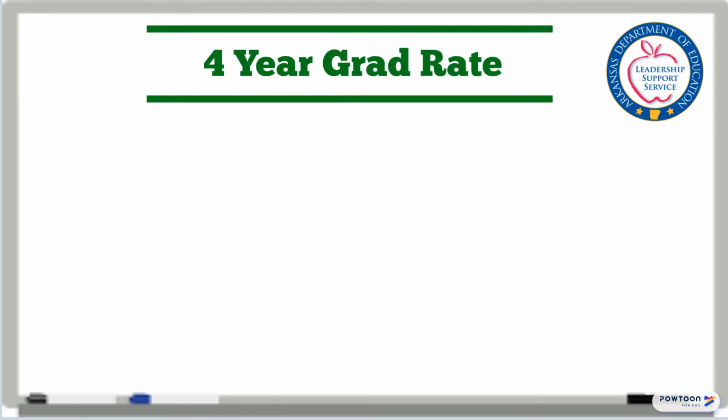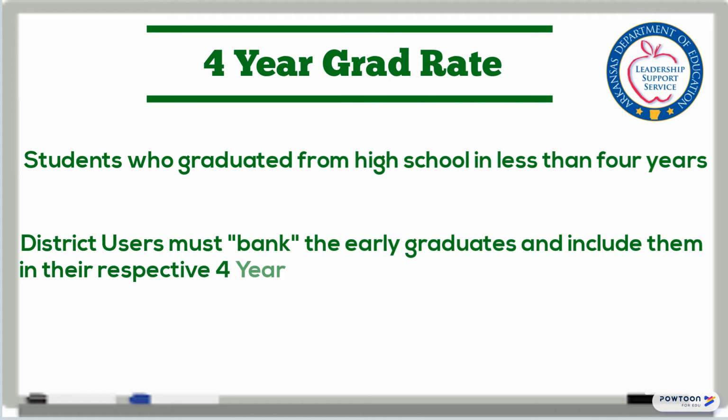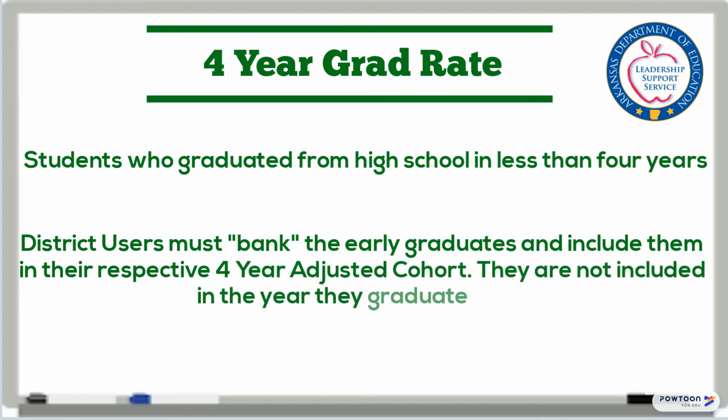Another group to be included in the 4-year grad rate are students who graduated from high school in less than 4 years. District users must bank the early graduates and include them in their respective 4-year adjusted cohort. They are not included in the year they graduated early.